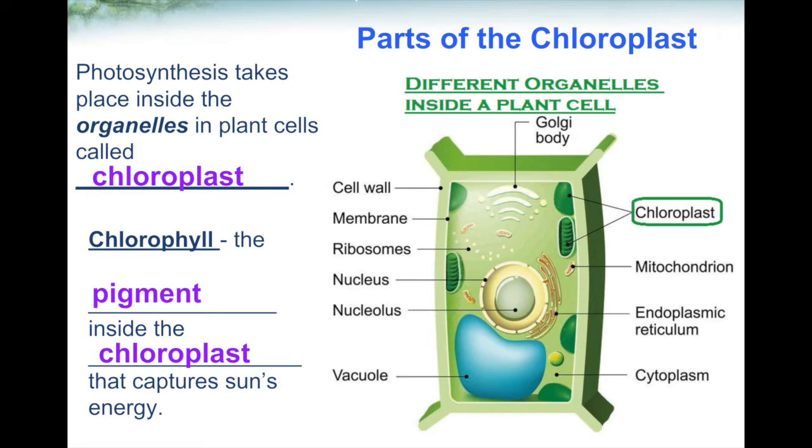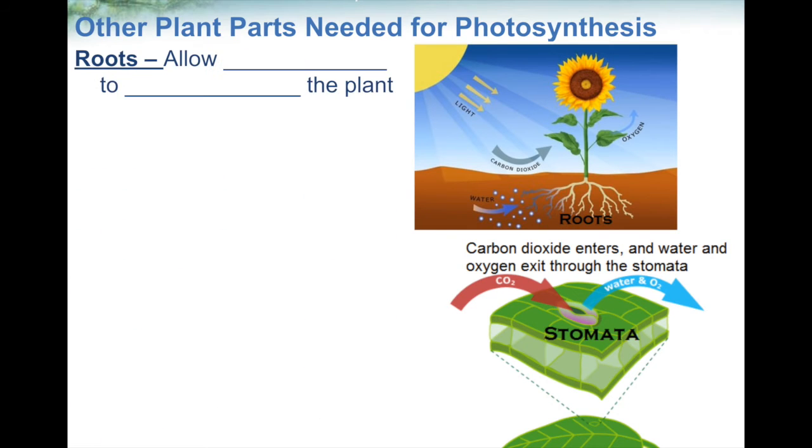What else is needed? What else does a producer need to do photosynthesis other than light? Well, they also need water. Now, water is taken up by the roots. So there's water in the ground, and then the roots will take up the water, and then the water will go to the chloroplast to help with photosynthesis.